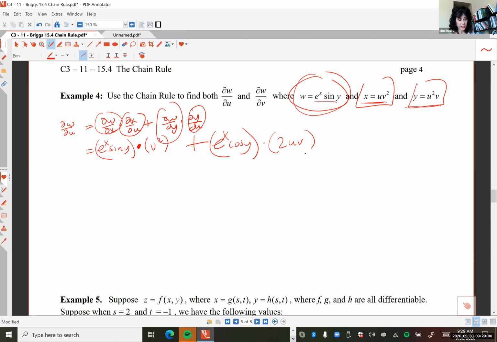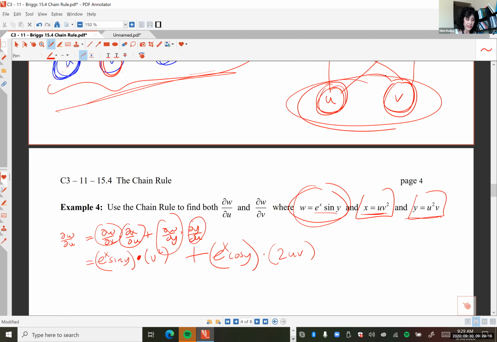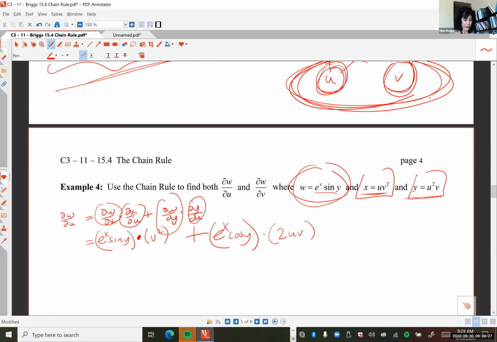Now you're not done, because this is a hot mess. It's got x's and y's and u's and v's in it, and you're not allowed to leave it like that. Why not? Because we're taking the partial with respect to those independent variables, you only want to see the independent variables in your final answer. The ones that are driving the bus, in this case, in my diagram above on the previous page, I only want to see u's and v's in the final answer. If I see any x's or any y's, you're dead. Well, how do I get rid of the x's and y's?